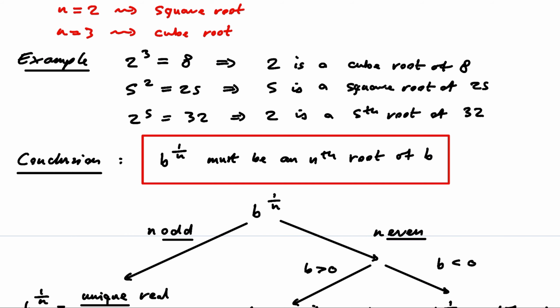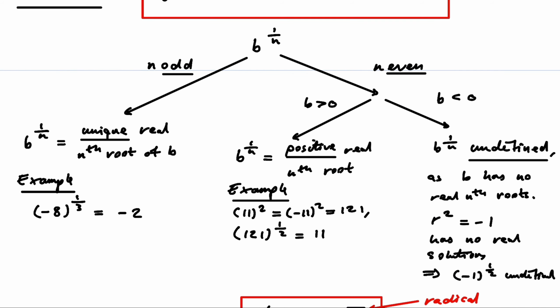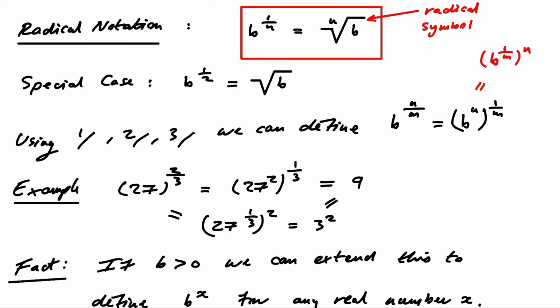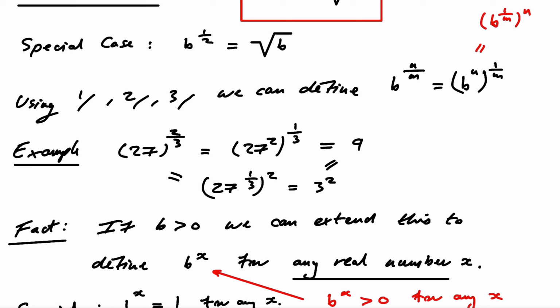And that's a little bit complicated, but if n is odd, there's only one choice, so that's nice. If n is even, it's a bit complicated depending on whether b is positive or negative. If it's positive, you've got an nth root, but there's two of them, a positive and a negative one. You always choose the positive. And if b is negative, well, in the world of real numbers, there's no nth root, so that means there's no solution, so we just leave it undefined. Then we introduced radical notation, and finally, I suppose if we want to put this in a box, we define things for all fractions, assuming they're defined.